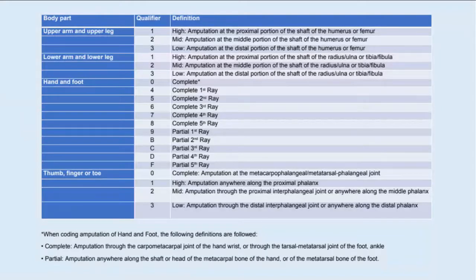At the bottom of this, you see when coding amputation of the hand and foot, the following definitions are followed: complete and partial. And it gives you the specific joint that is involved. So this was only in the section for the upper and lower extremities, and now it's in the guidelines in the front of the book.